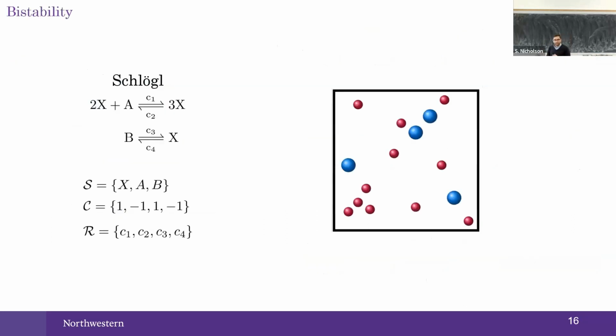Okay, so the easiest way, I think, because there's a lot of pieces, is to look at one example. So here we're going to look at what's called the Schlögl model. This is a quintessential model of what's called bistability, and we'll see what we mean by that.